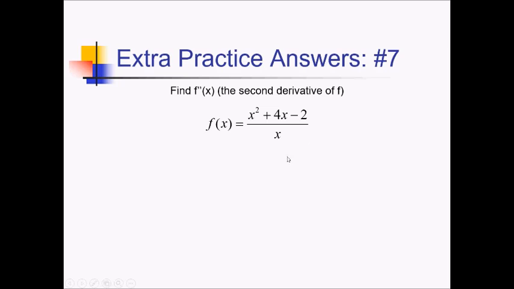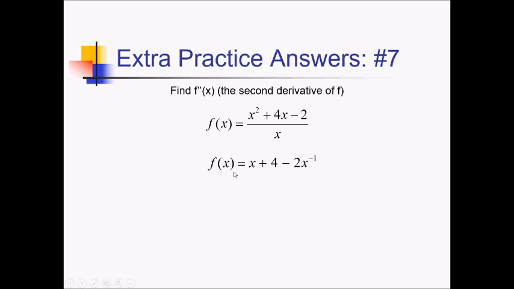For this problem, I'm trying to find the second derivative. Now, I guess I could use quotient rule on this, but that's going to be a real pain to do twice. So let me actually simplify this first, and then I'll start taking derivatives. Dividing everything by x here, I can write this as x plus 4 minus 2x to the negative 1. And now let me take a couple derivatives.